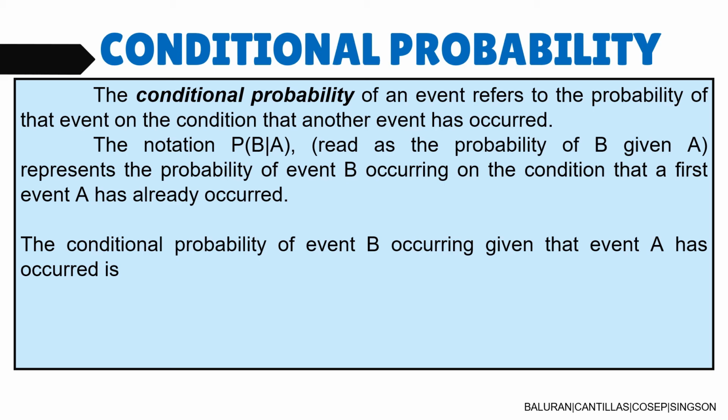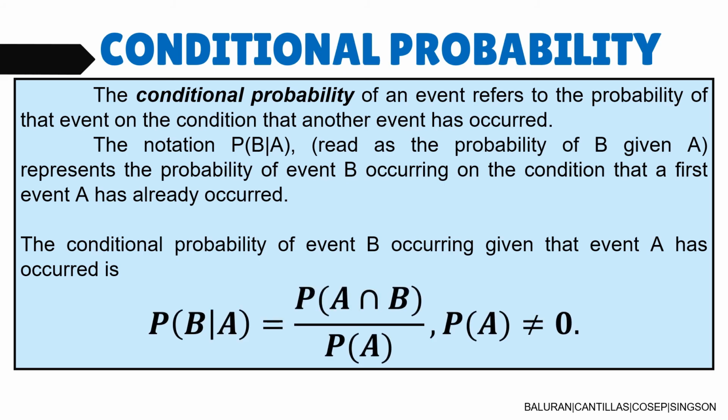To find the probability in this kind of event, we will be using this formula. The probability of B given A is equal to the probability of the intersection of events A and B divided by the probability of A. And we have to make sure that the probability of A should not be equal to 0, because if that happens, the answer becomes undefined.